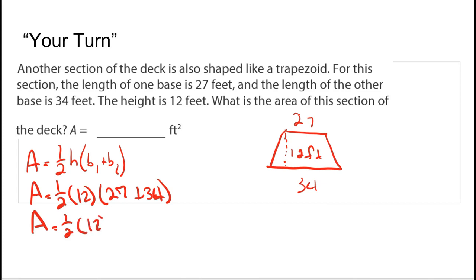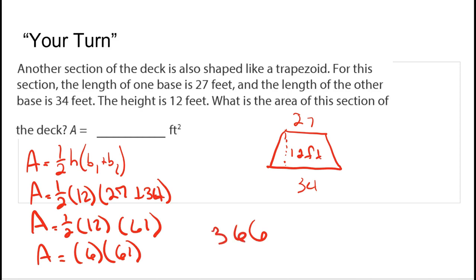1/2 times 12 times 61. Okay, and whenever you get into a problem like this, the easiest thing would be to take the half of the even number first. So I'm going to do half of 12, which I know is 6, times 61. When I multiply those, I get 366 feet squared.